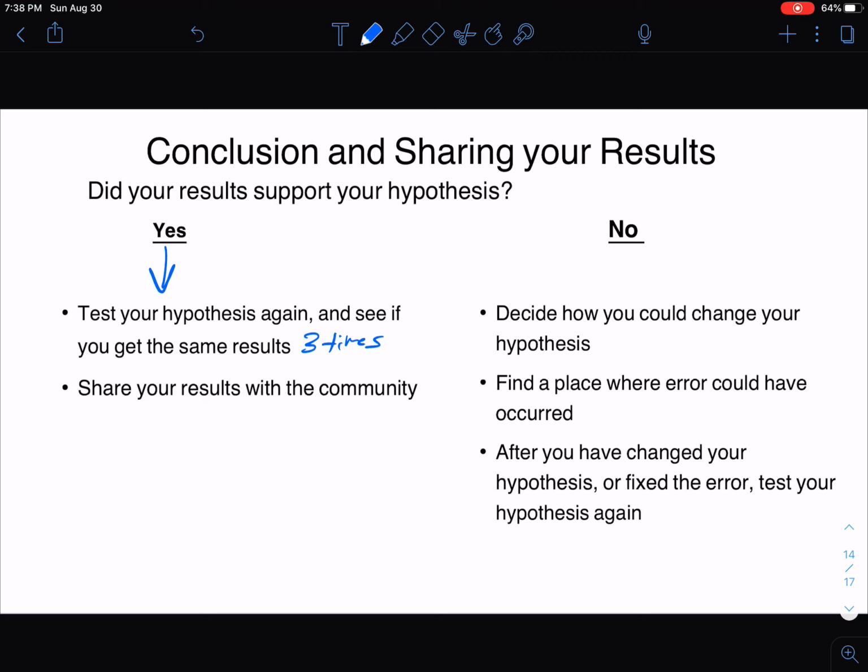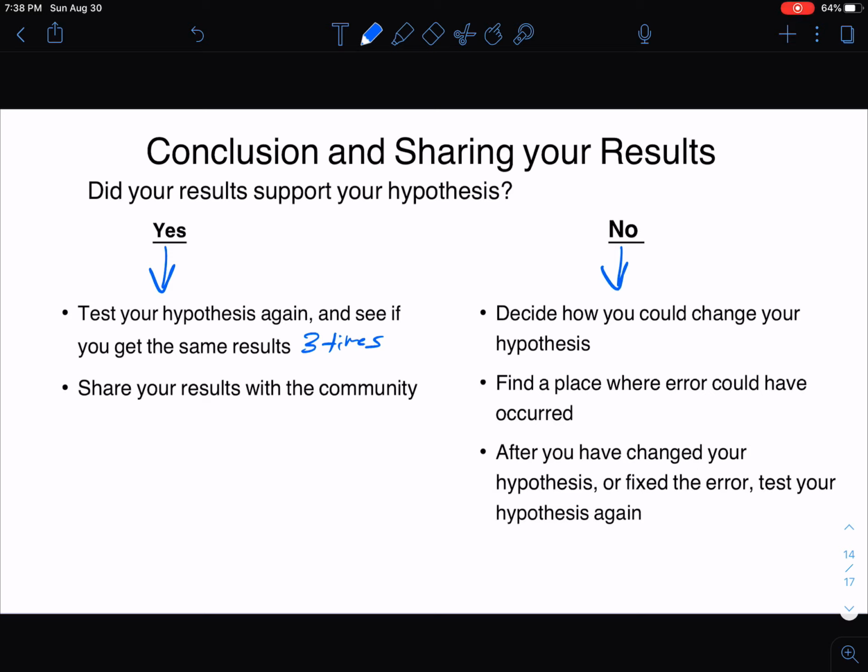Now, let's say your hypothesis was wrong. Did the results support your hypothesis? No. You have to decide how you could change your hypothesis. Okay, let's go with the tipping the water over. Maybe it was a different type of glass we need to try. So now we're going to go back and try a different type of glass with it. Or you're going to try tipping it over a different way this time. Instead of just pushing it over, you're going to flip it completely upside down all at once. You've got to find how you are going to adjust your hypothesis.